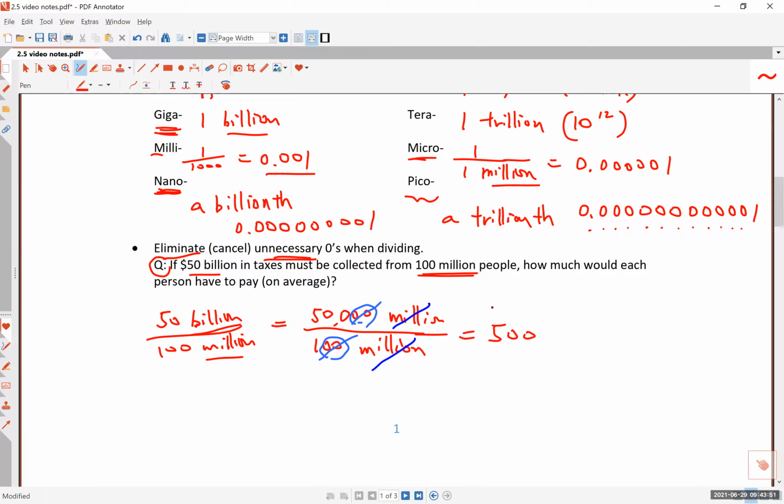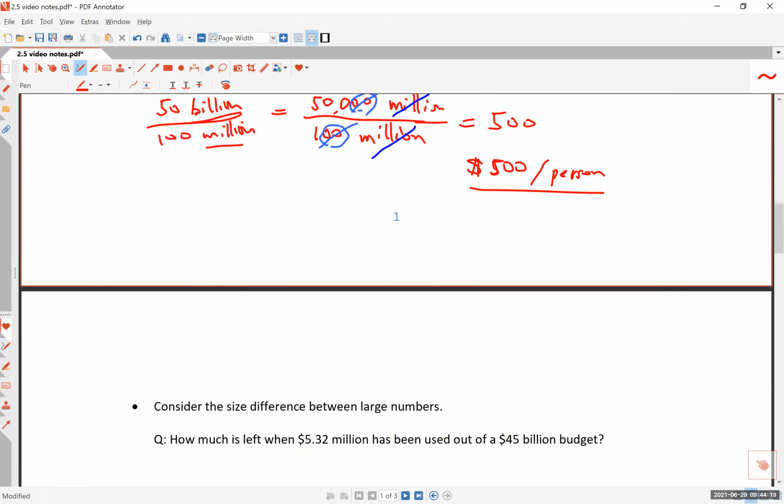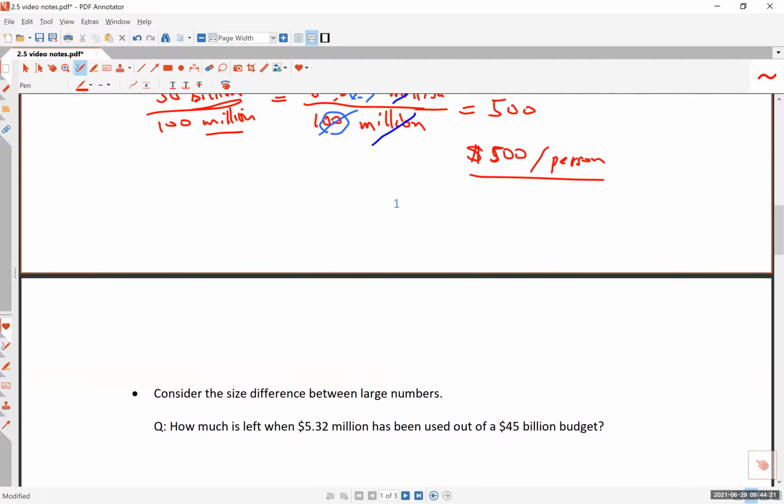It may not be obvious to you at the beginning. It's hard to guess when you have these very large numbers involved, but that's how you can calculate using cancellation, right? When you have large numbers on the top and on the bottom. So the answer is that each person has to pay $500 in order to come up with $50 billion in taxes. All right, let's go to the back side. We have just a couple of questions in the back, right?